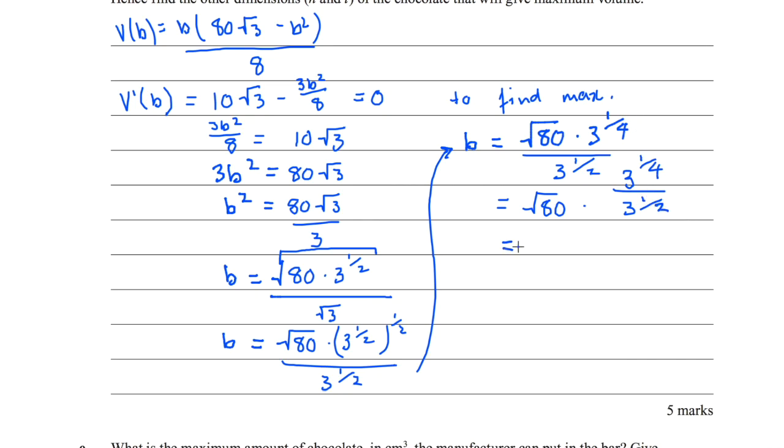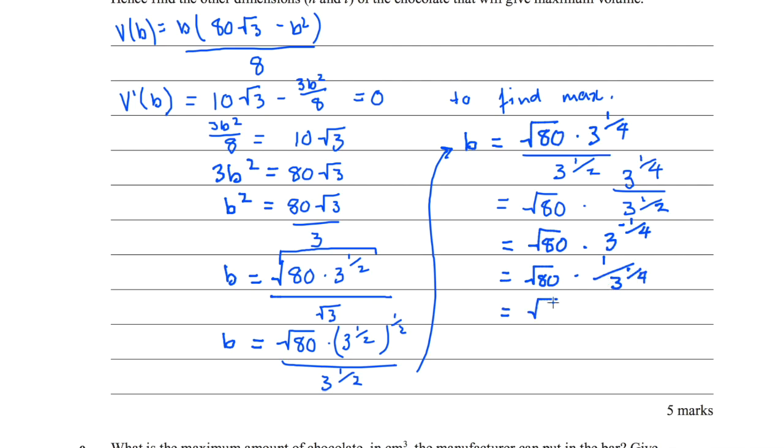Alright, so we've got root 80 times 3 to the power of 1/4 divided by 3 to the power of 1/2. What's 1/4 minus 1/2? Minus 1/4, sorry. So we'd get 3 to the power of minus 1/4. Alright, I'm doing loads of steps here, but you need to be able to get good at this sort of stuff. Well, that's the same thing as 1 on 3 to the power of positive 1/4. Remember, the negative makes it the reciprocal, so it's 1 over 3 to the power of positive 1/4.